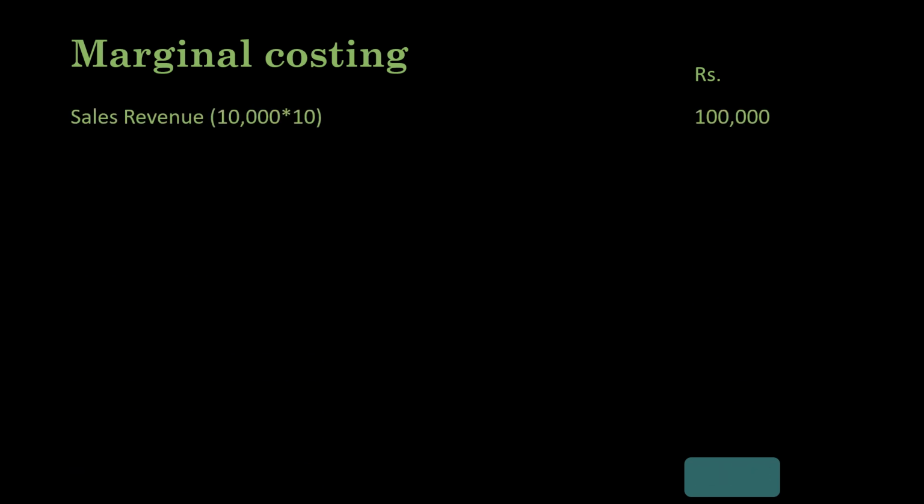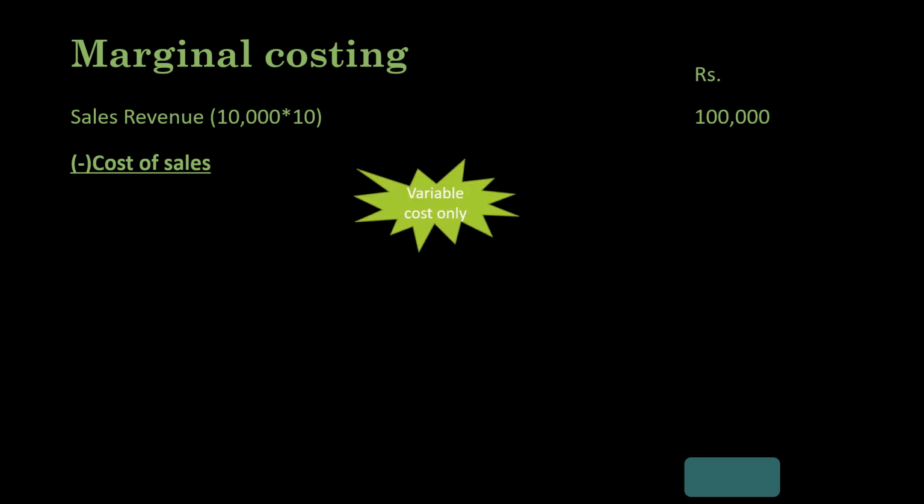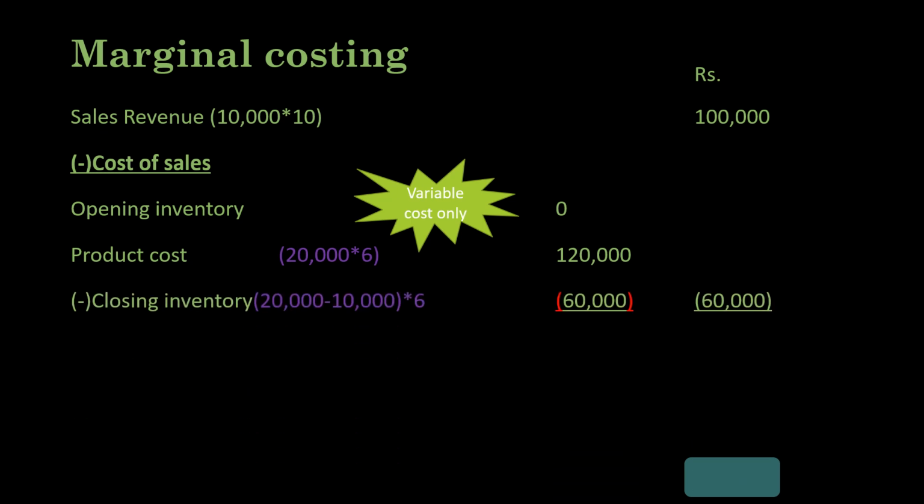So first we have to take the sales revenue. That is the selling quantity of 10,000 into the selling price of 10, which is 1 lakh. Then we have to take the cost of sales. So here, when we are going to take the cost of sales, we have to take into account the variable cost only. So here, first we are going to take the opening inventory. Since there is no opening inventory, the value would be 0. Then the product cost. That is 20,000 of the production units into the variable cost of 6. That is 120,000.